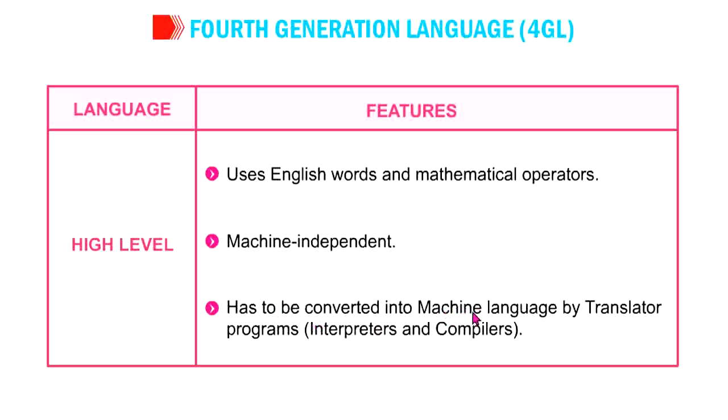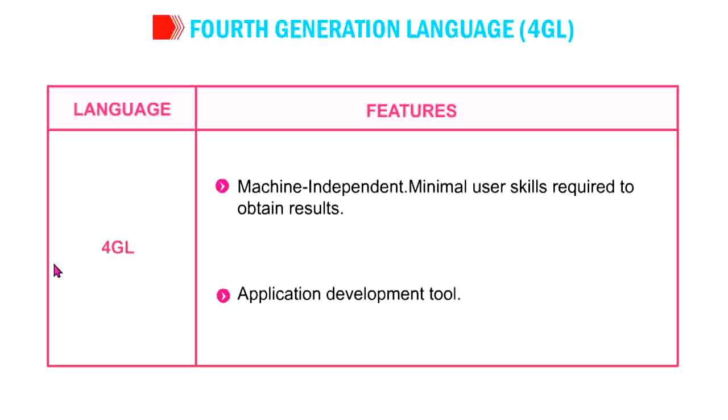Has to be converted to machine language by a translator, programs like interpreters and compilers. And last, 4GL. The main features are machine independent, minimal user skills required to obtain results, and application development tools. These are the features of the 4 generations of languages.